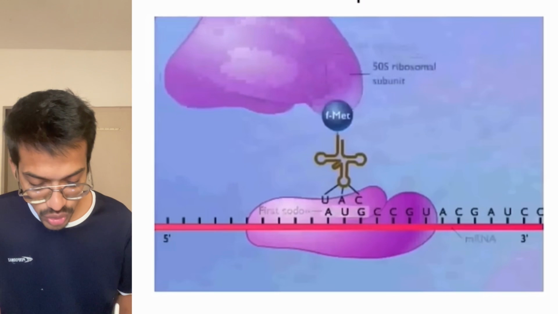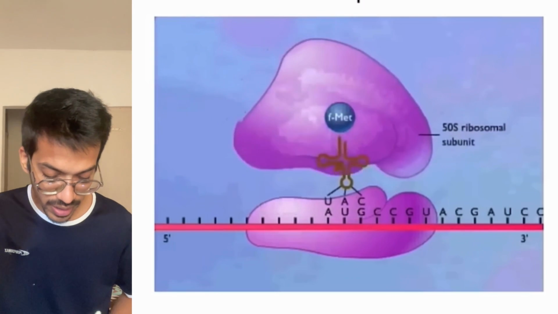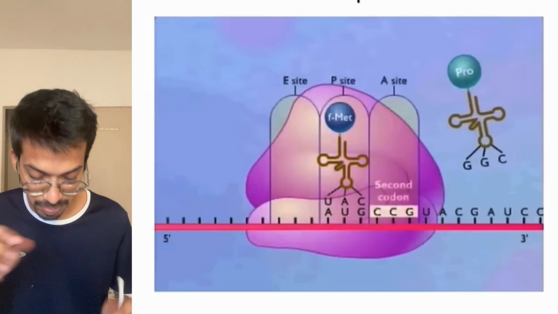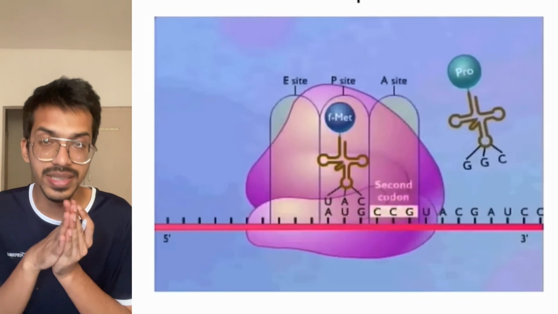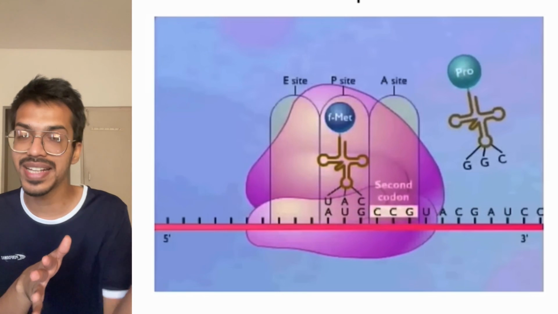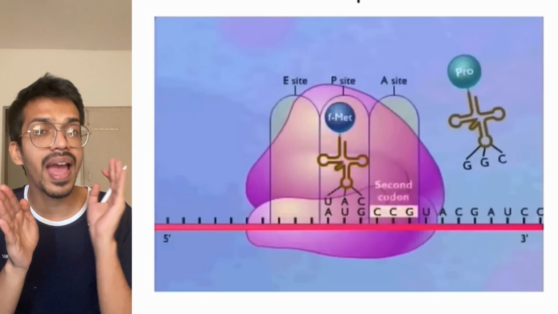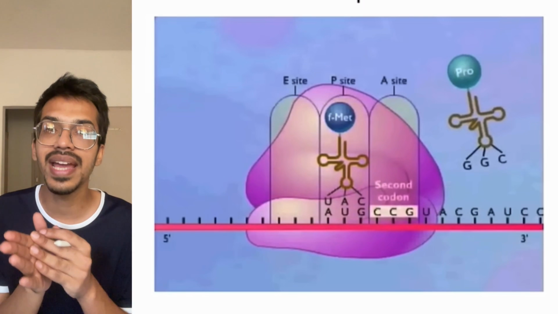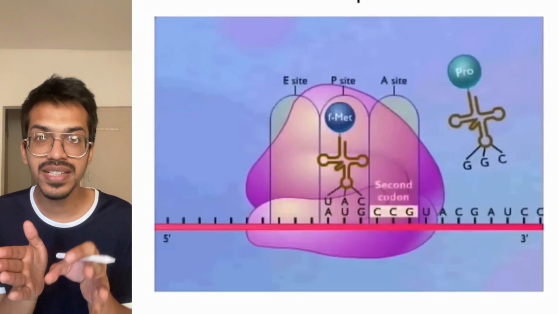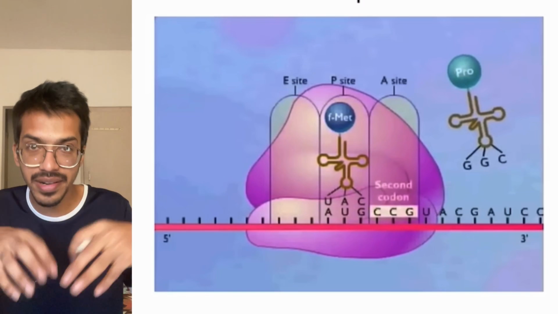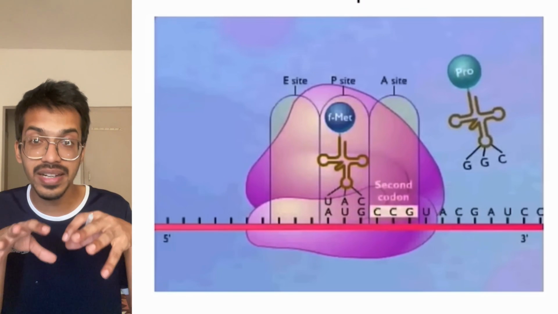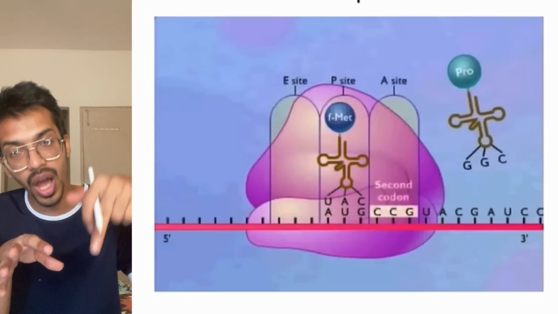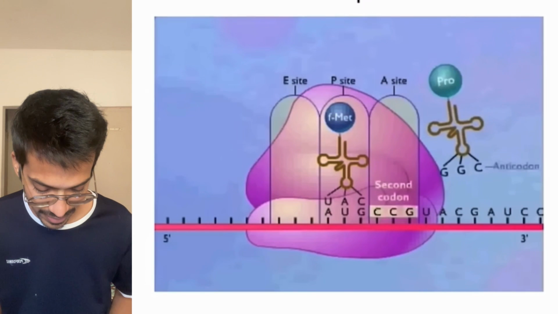As it goes, the bigger subunit comes and joins over here. This larger ribosomal subunit has three sites present, that is E, P and A. The E site would be the exit site. The P site would be the one where the tRNA would be attached. And the A site is where the next charged tRNA will come and join, like this.